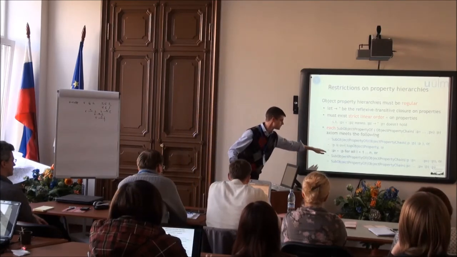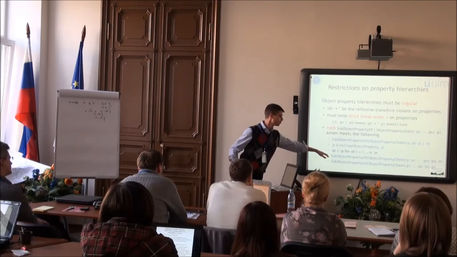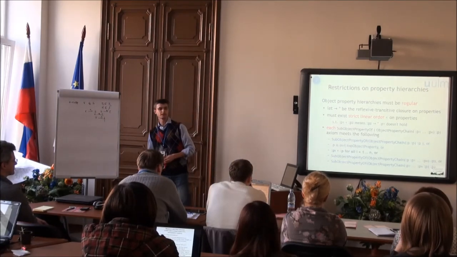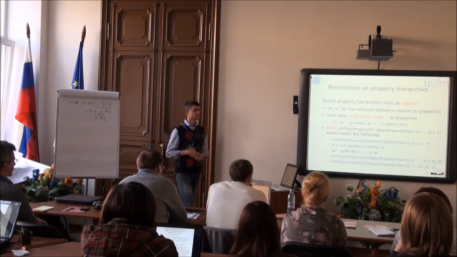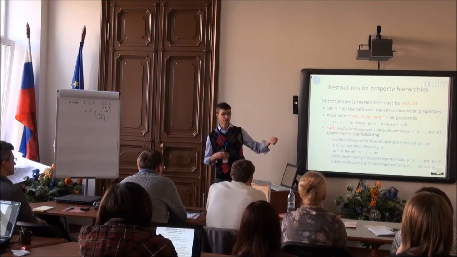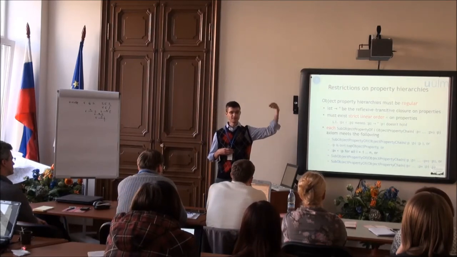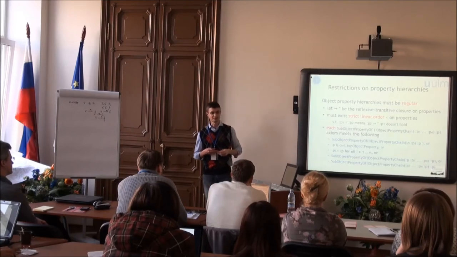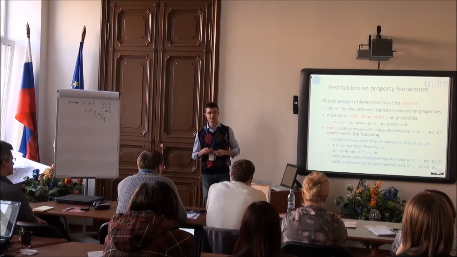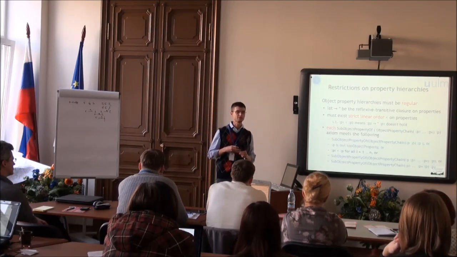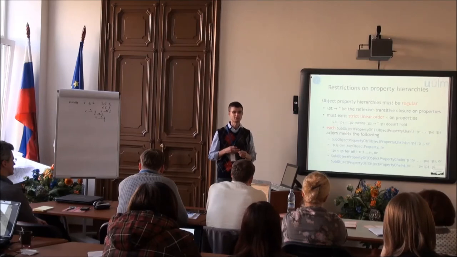So this condition is central, but we can also allow so-called left linear or right linear chains. So we can say things like, if I have a friend and that friend has an enemy, then I have an enemy. So all enemies of my friends are my enemies. And all enemies of my enemies are my friends.